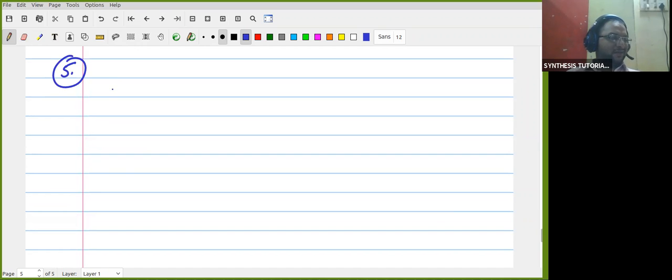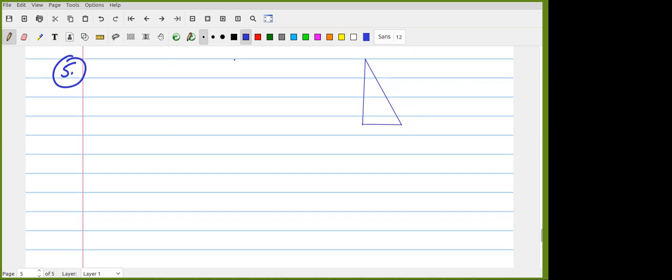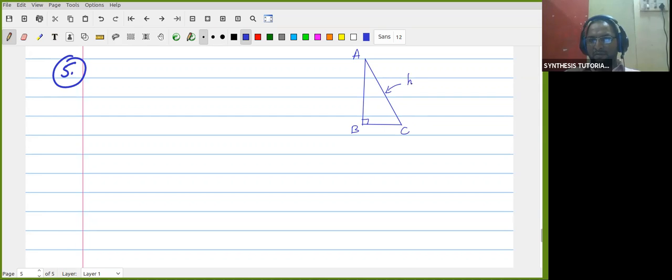So the question is, the altitude of a right angle triangle is 7 centimeter less than its base. Since it is a right angle triangle, let us draw a simple right angle triangle. Can all of you see this triangle? Let me name it ABC. Now all of you know that this is known as hypotenuse. This is height and this is base. Yes or no?